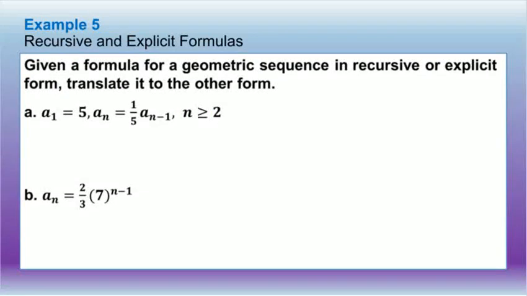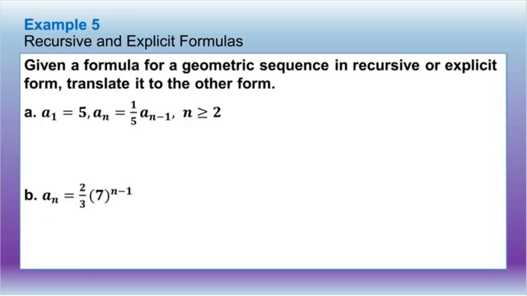Example 5, recursive and explicit formulas. So we're going to go back and forth from these. It says, given a formula for a geometric sequence in recursive or explicit form, translate it to the other form. So letter A, I have a subscript 1 equals 5 and a subscript n equals 1/5 times a subscript n minus 1, and n has to be greater than or equal to 2.